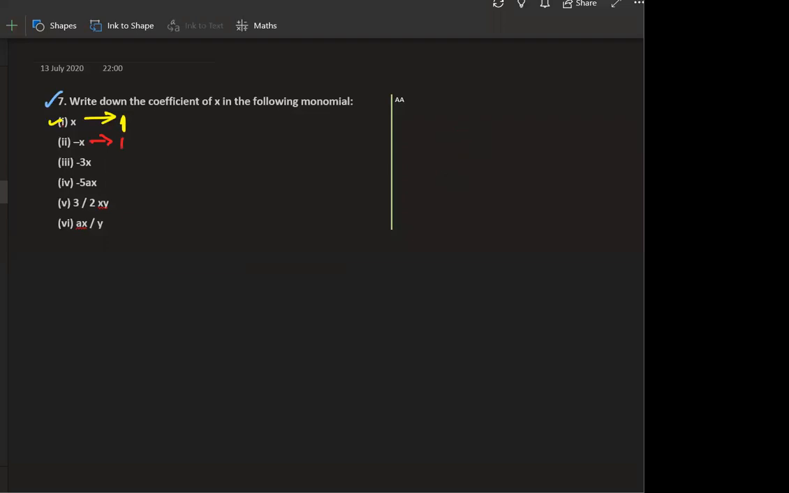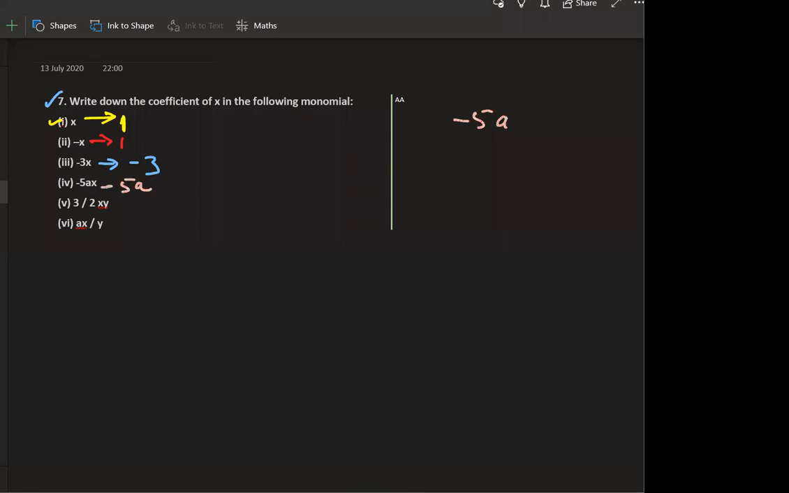What is the coefficient of x in minus 3x? So in minus 3x, remove x, you will get minus 3. So the coefficient is minus 3. Okay. Now what is the coefficient of x in minus 5ax? So you have to find the coefficient of x. So remove x, what will you get? You will get minus 5a. So minus 5a is the coefficient of x.